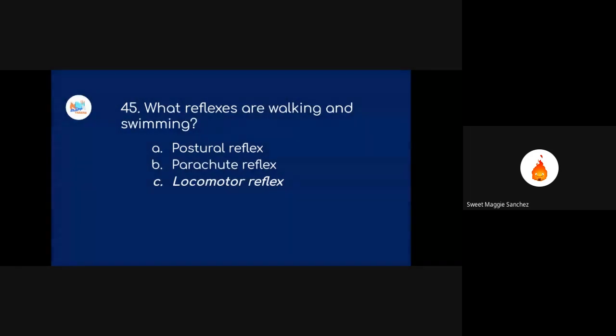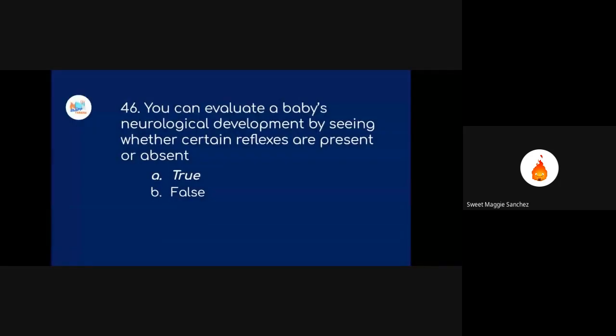Okay. So number 45, what reflexes are walking and swimming? The correct answer is locomotor reflex. From the word itself, locomotion, meaning moving from one place to another. So it fits with walking and swimming. Number 46.